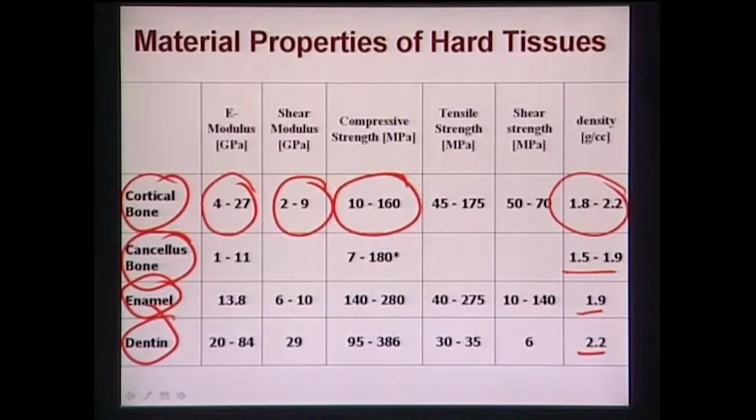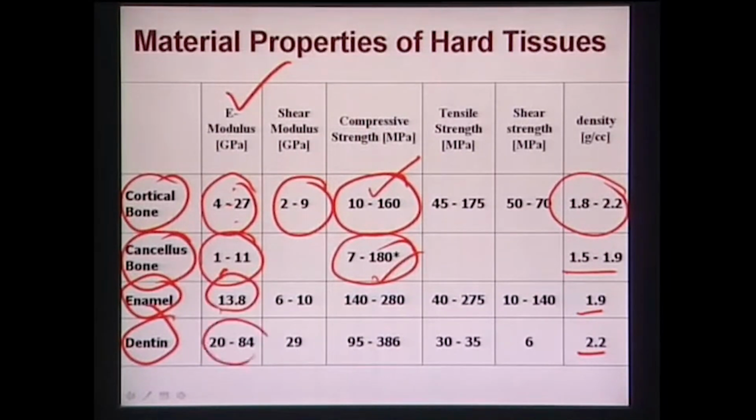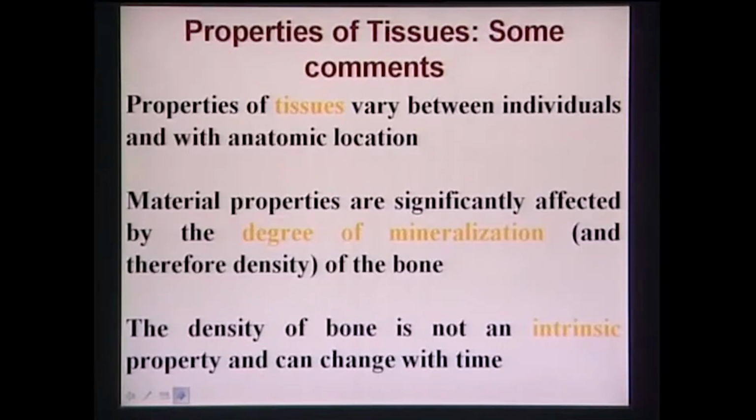Now, when you talk about the elastic modulus, cortical bone has 4 to 27 gigapascal, cancellous bone is much lower, because cancellous bone has porosity, and the porosity reduces the elastic modulus. You have a compressive strength of 10 to 160, and cancellous bone can have a lower compressive strength. Then enamel has 13.8 and dentine has 20 to 84 gigapascal, which is close to 100 gigapascal.